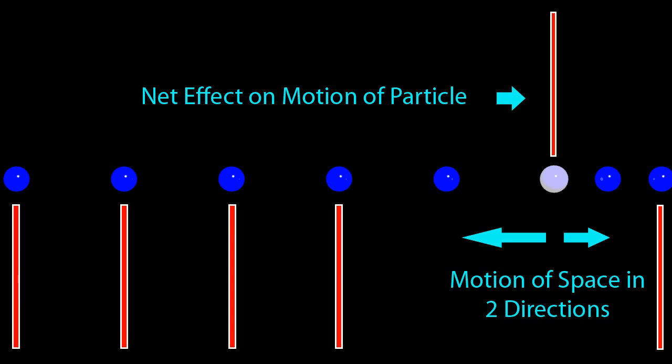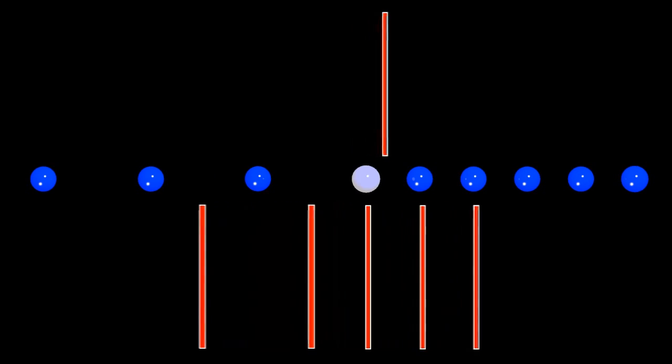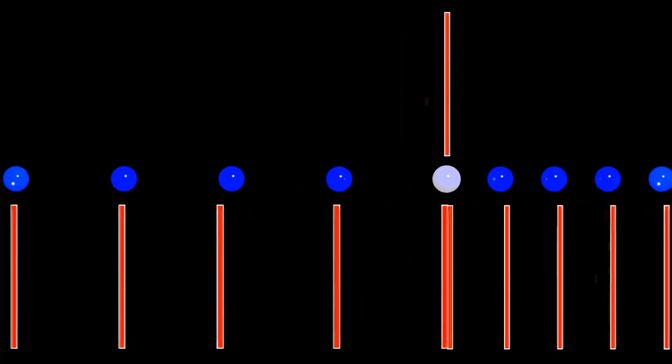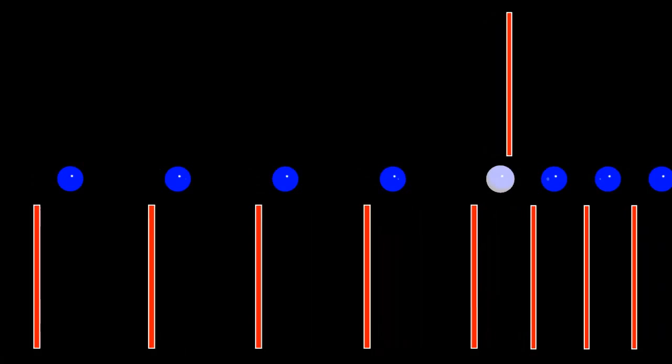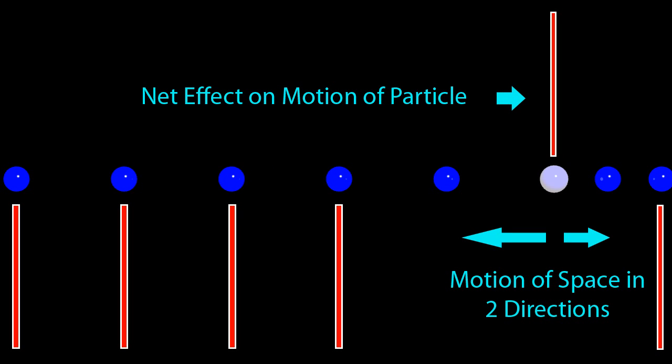Remember that, unlike red marks, blue marks travel away from the particle. Their direction of motion is indicated on the bottom. The particle's motion is indicated on the top.